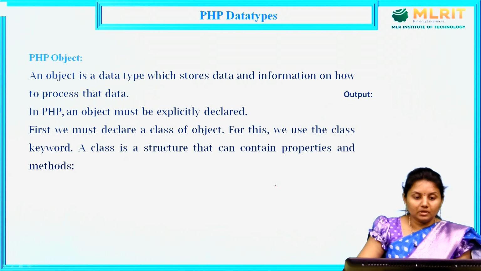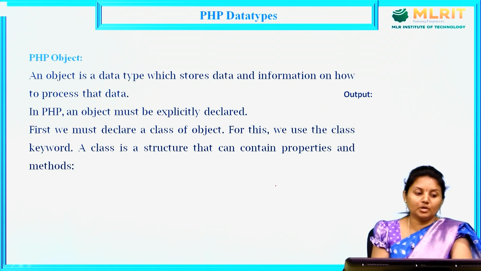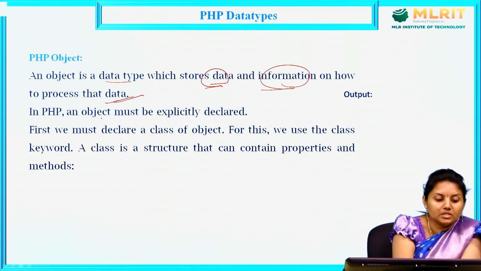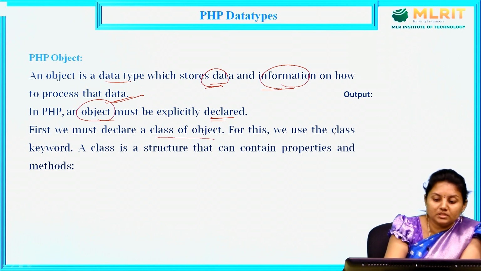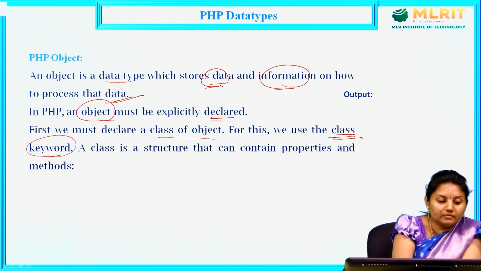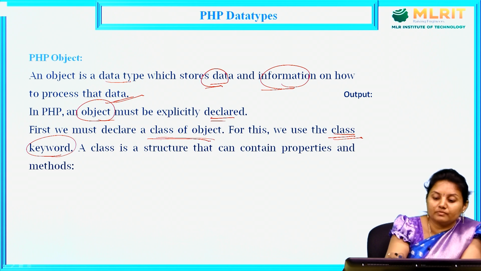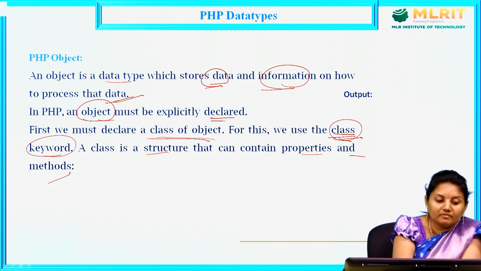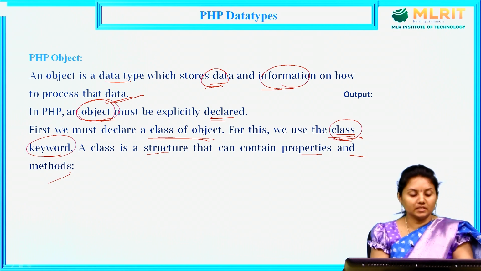Then moving further, let us discuss PHP object. An object is a data type which stores both the data and information on how to process the data. In PHP, an object must be explicitly declared. We must declare a class of object. For this we use the class keyword. Class is a structure that contains the properties and methods. So you have to create an object that must be explicitly declared.